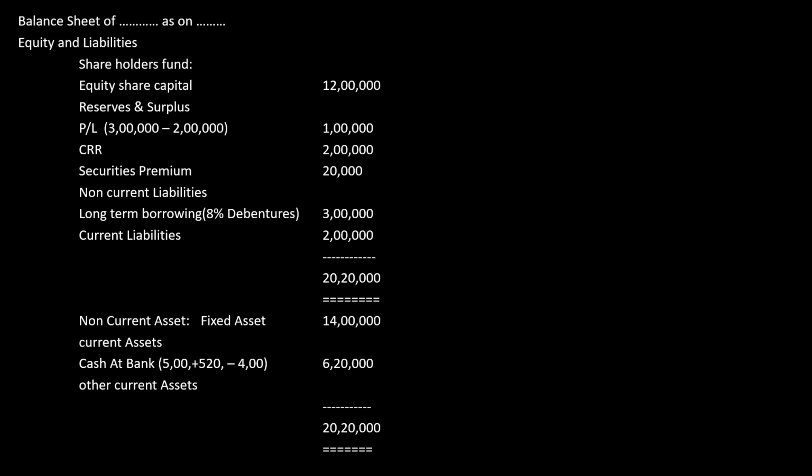Then security premium 20,000. Then debentures are issued, isn't it? Therefore you write under the heading non-current liability, that is long-term borrowings, 8% debentures 3 lakh. Then current liability is only 2 lakh. Then your asset side, fixed asset is 14 lakh. Then current asset is nothing but bank balance. I've given it in lakhs, 500 is nothing but 5 lakh. There's a shortage of space, therefore I wrote that. Then 5 lakh 20,000. Total is 10 lakh 20,000. Out of 10 lakh 20,000, 4 lakh is used for redemption. The remaining is 6 lakh 20,000. The total of the balance sheet is 20 lakh 20,000. That's it. Okay, this is all for this sum.